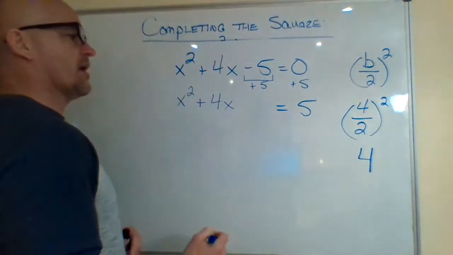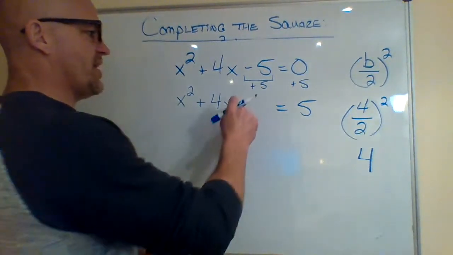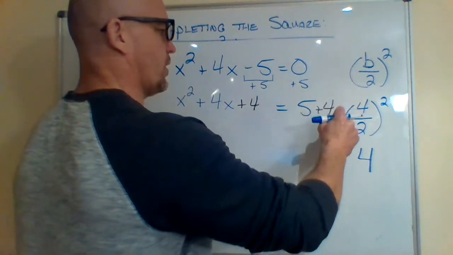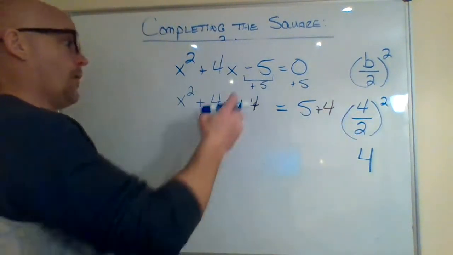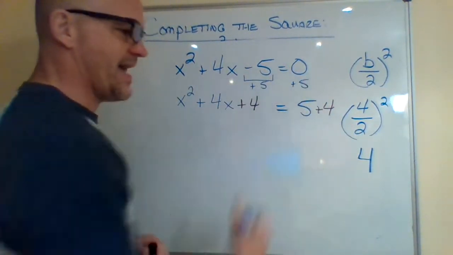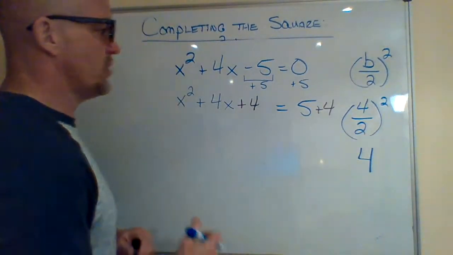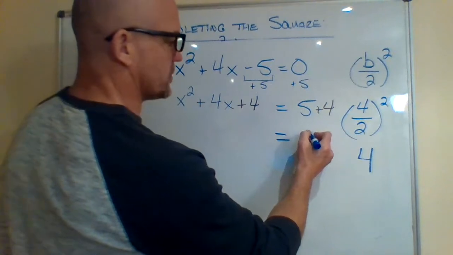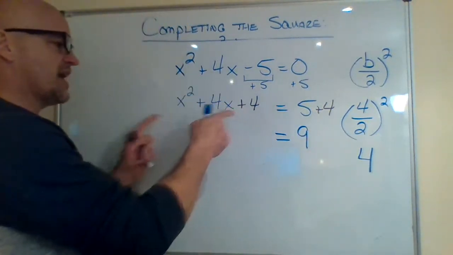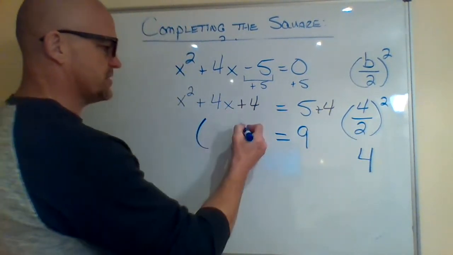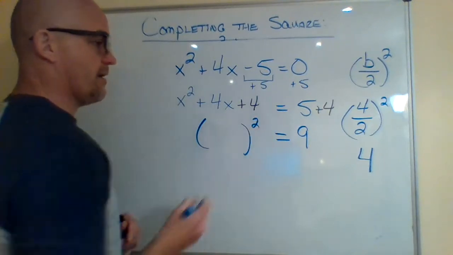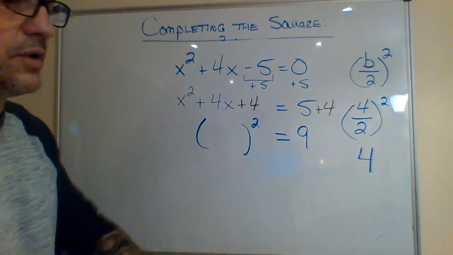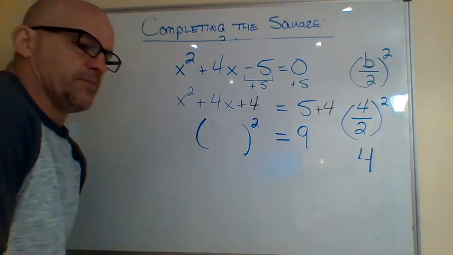So I'm going to put that new C value in there, plus 4 and plus 4. Now notice what I added to one side, I had to add to the other side. So over here, 5 and 4 is 9. That's pretty simple. This side should now factor as a perfect square. We can get that simply by looking at it and asking, what two numbers multiply up to 4 and add up to positive 4?